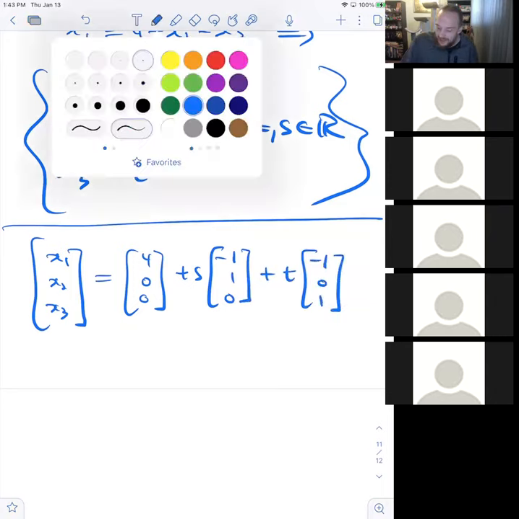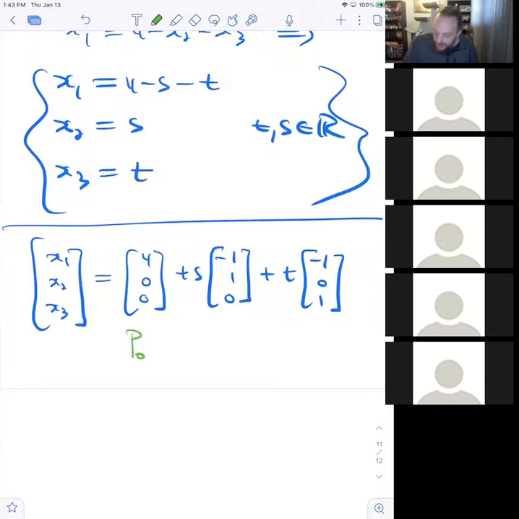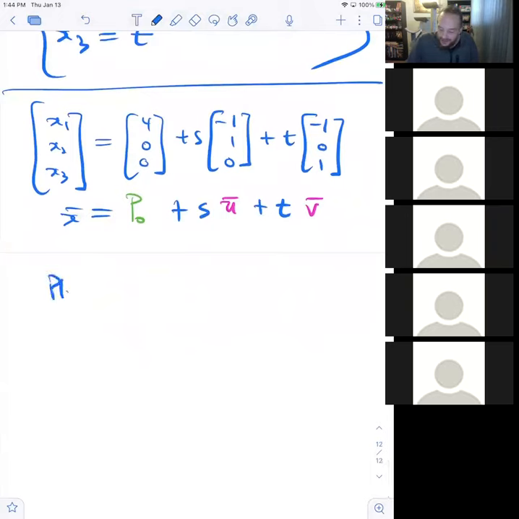Now I have point p naught, and then I have 2 vectors u and v. And then our equation is x equals p naught plus s times u plus t times v. Because I have 2 vectors, this is a plane in 3 space. Every point on that plane now is a solution to that linear system. So that's what they mean by the geometric interpretation.